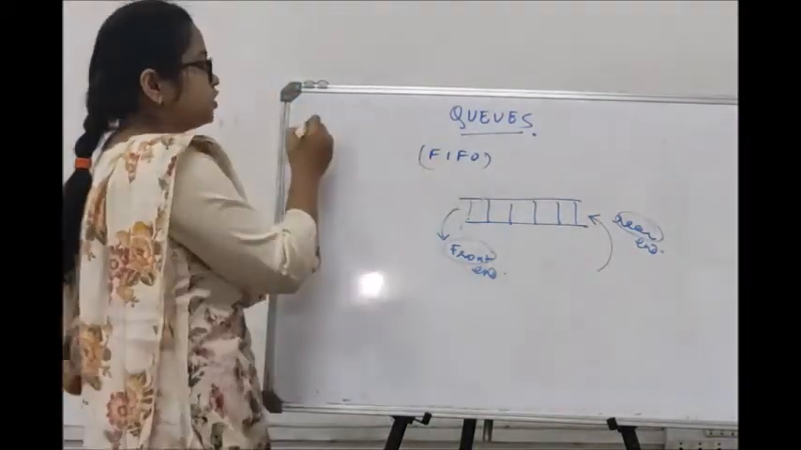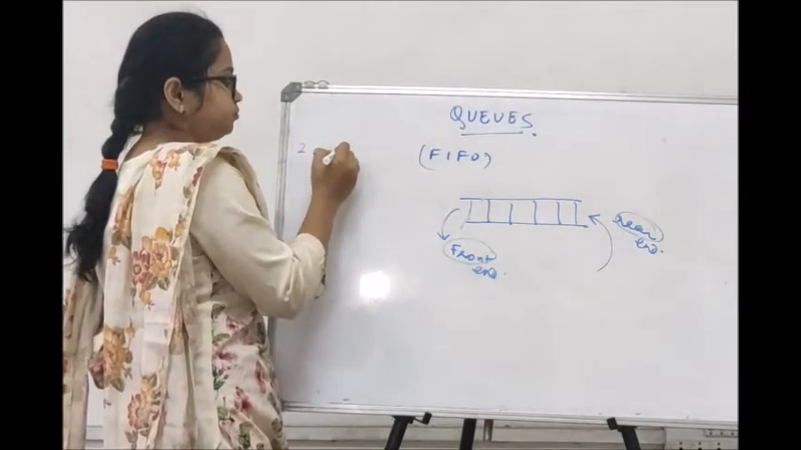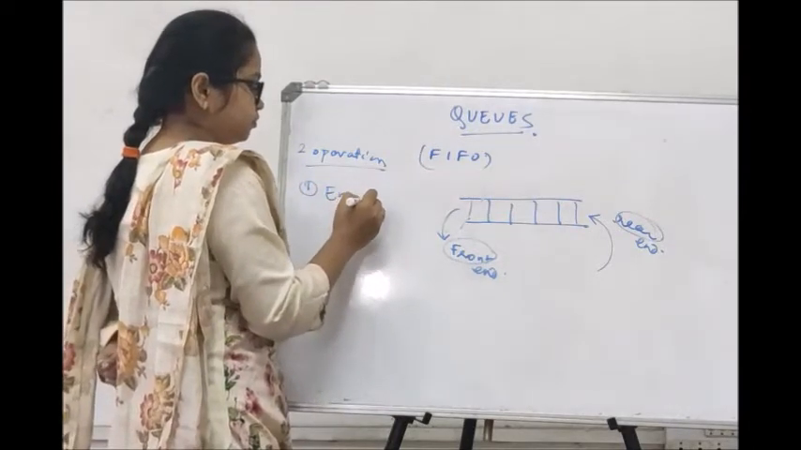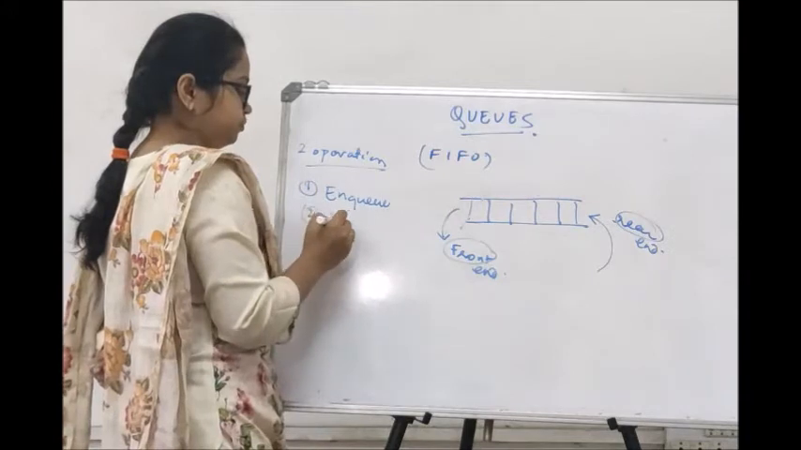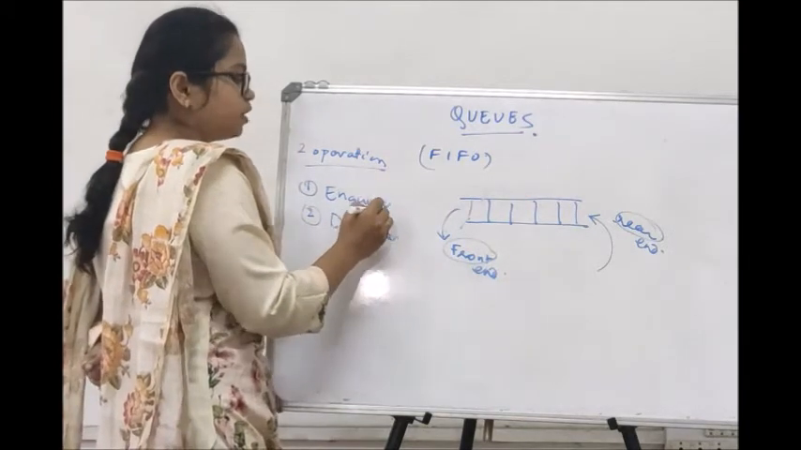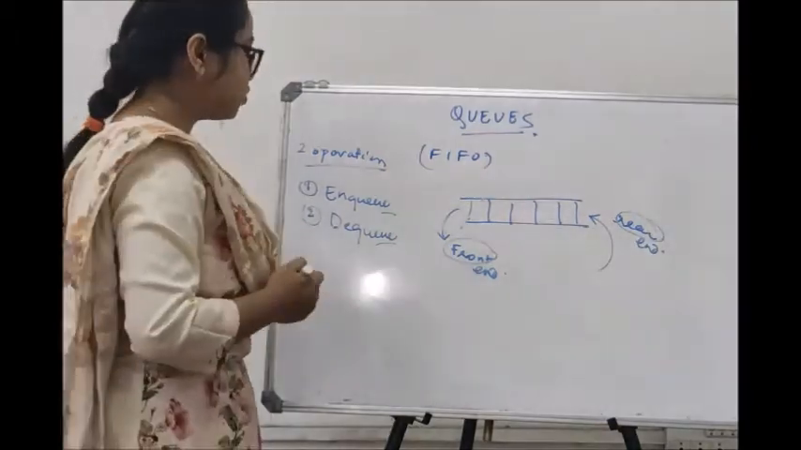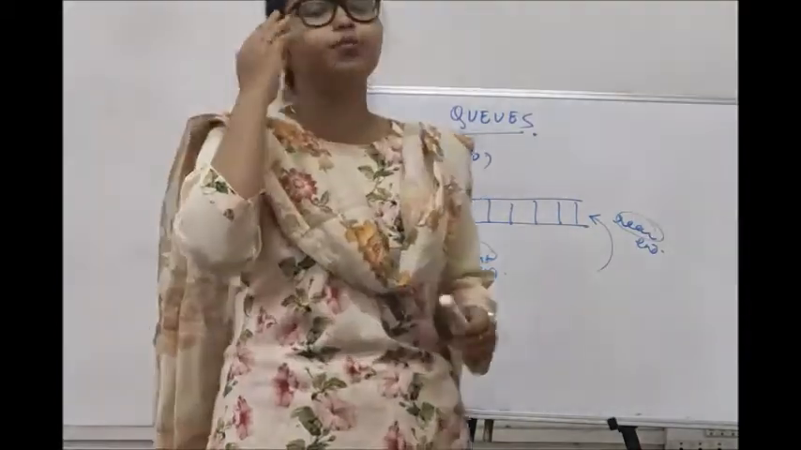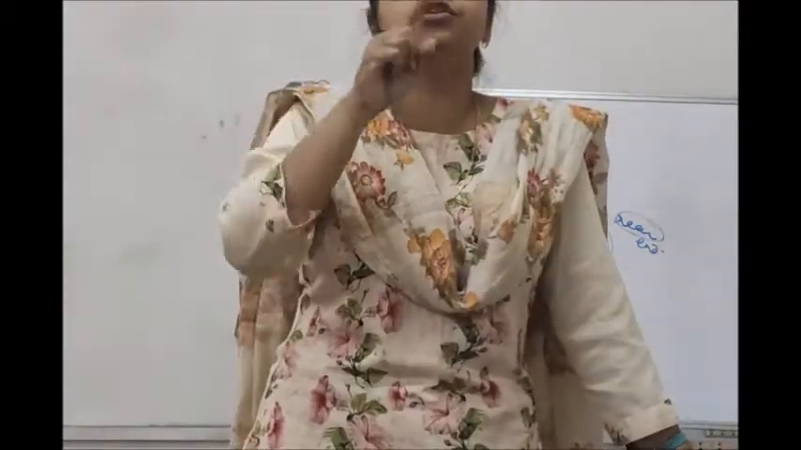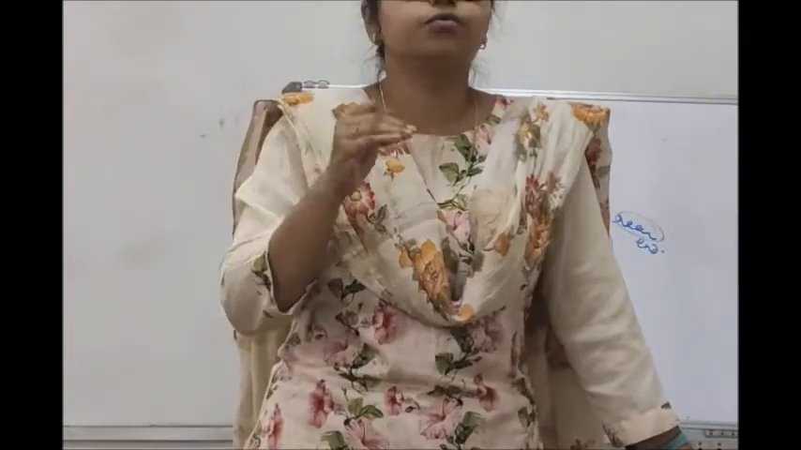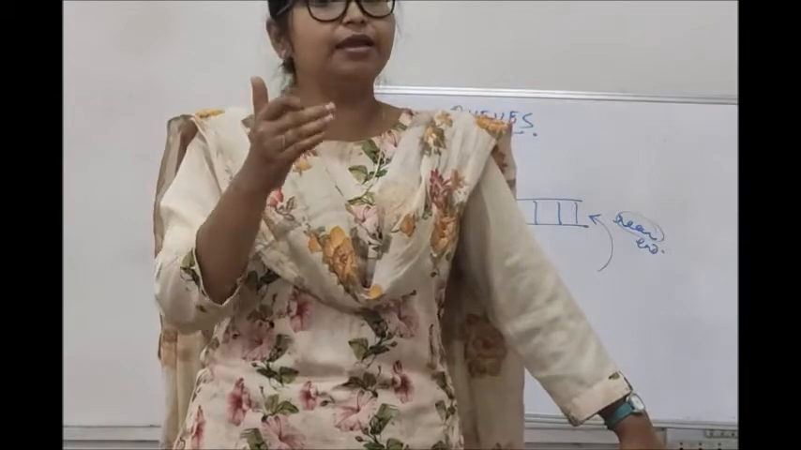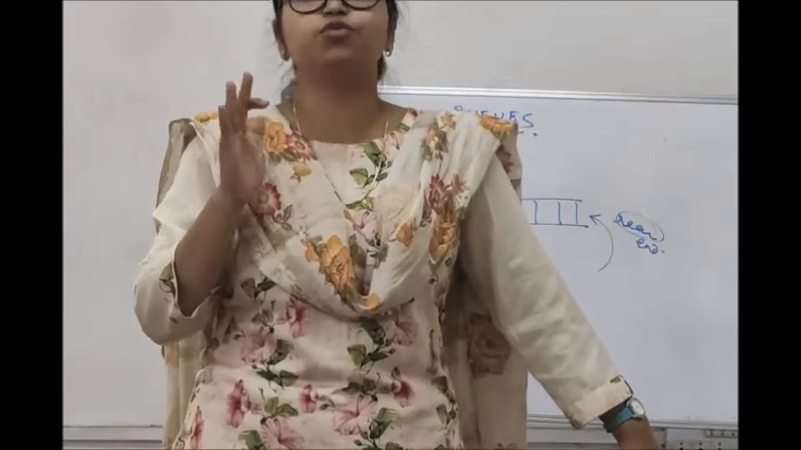The two main important functions in queue are two operations. One is NQ, another one is DQ. So what is NQ, what is DQ? NQ is the process of inserting element from rear end. NQ means inserting element from the rear end into the queue. Similarly, what is DQ operation? DQ operation means deleting elements from the front end.